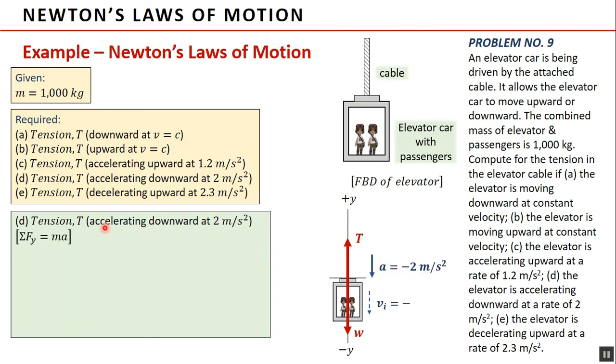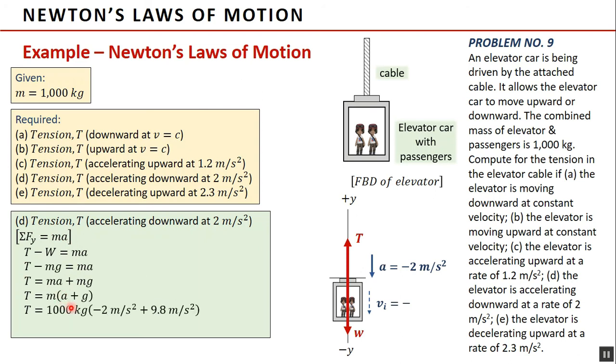Then we apply Newton's second law. Basically, the solution is the same as in part C. The only difference is the value of acceleration. So here we use negative 2 meter per second squared. Finally, the tension is equal to 7,800 newtons.